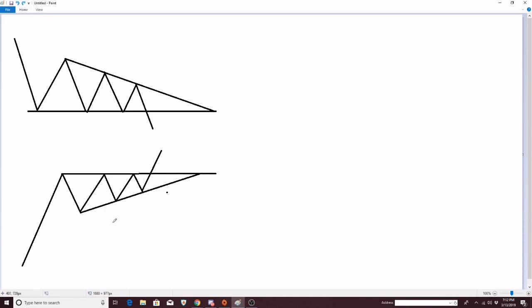That's why you want to be able to use proper risk management and keep the patterns that are profitable within your trading playbook. So this is pretty much the formation of an actual ascending triangle. Now a descending triangle is the same thing, but just the opposite.